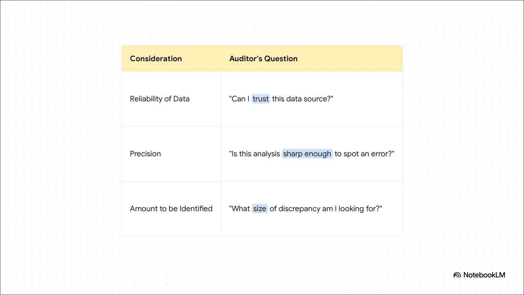Really, this whole stage boils down to a few critical questions. When you see reliability of data, the auditor is just asking, can I actually trust this information? For precision, they're wondering, is my magnifying glass powerful enough to spot the kind of error I'm looking for? An amount to be identified just means they need to know if they're searching for a tiny rounding error or a massive million-dollar hole in the books.